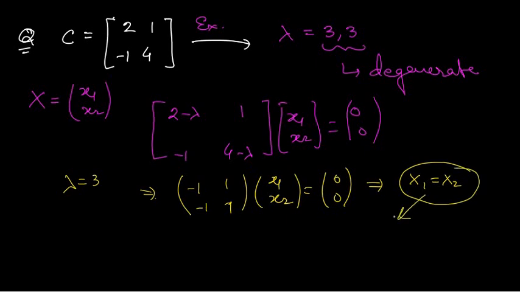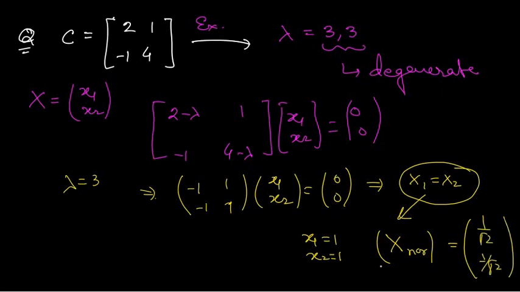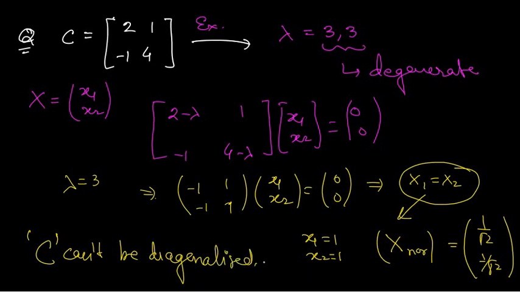Okay, so for this you cannot transform two eigenvectors, because if you put x1 is equal to 1, your x2 will be 1. So if you are writing in normalized form, then your normalized eigenvector will be equal to 1 by under root 2, 1 by under root 2. So there is only one eigenvector, and so this matrix C can't be diagonalized. So this was about the diagonalization of a matrix.